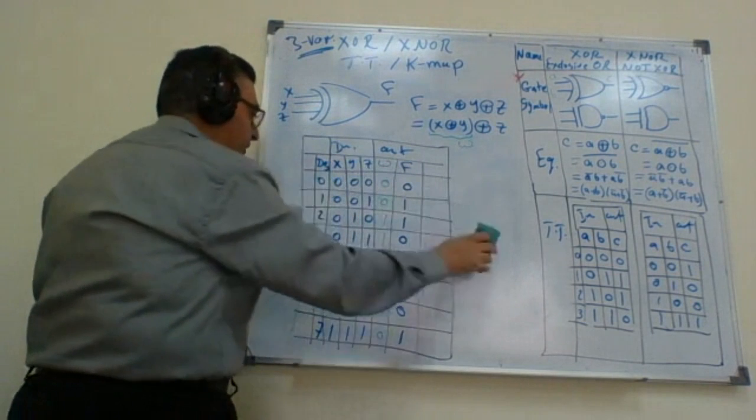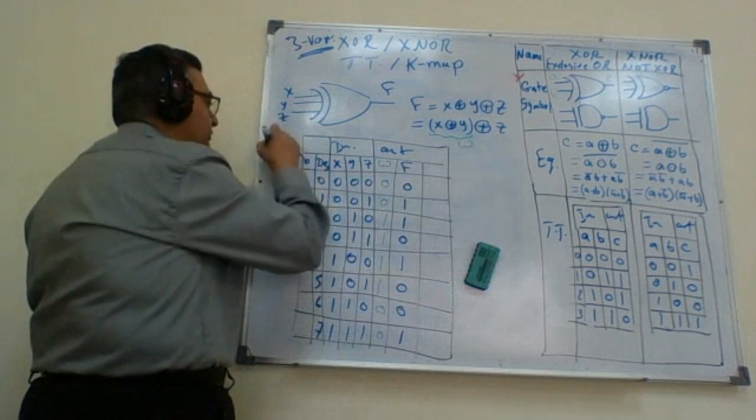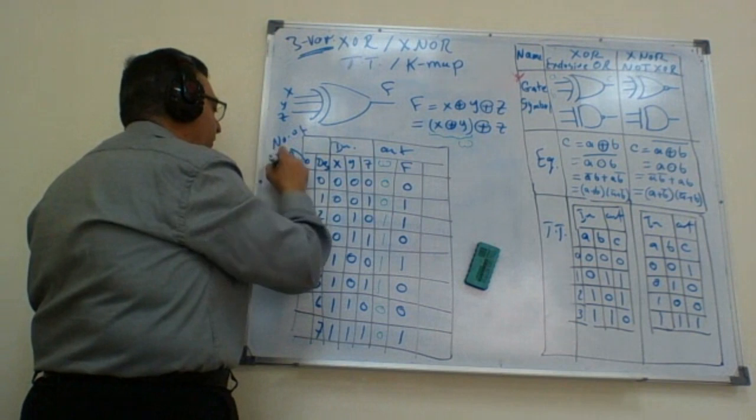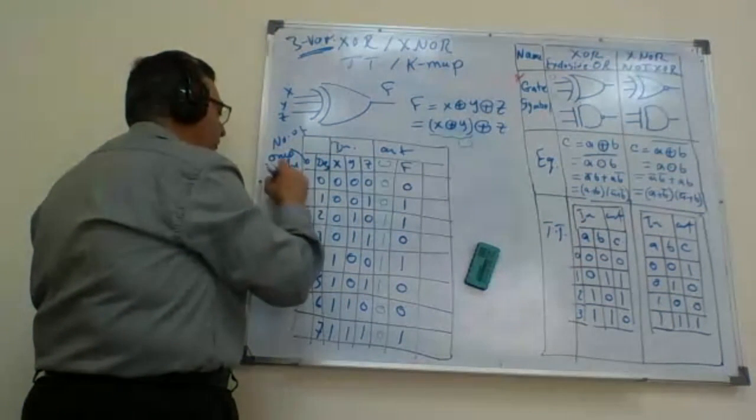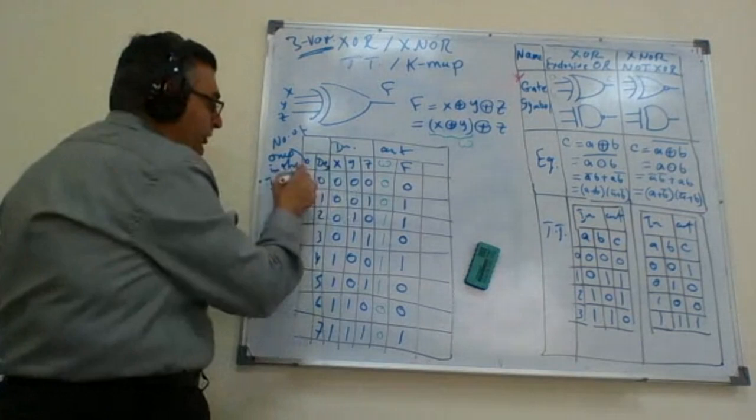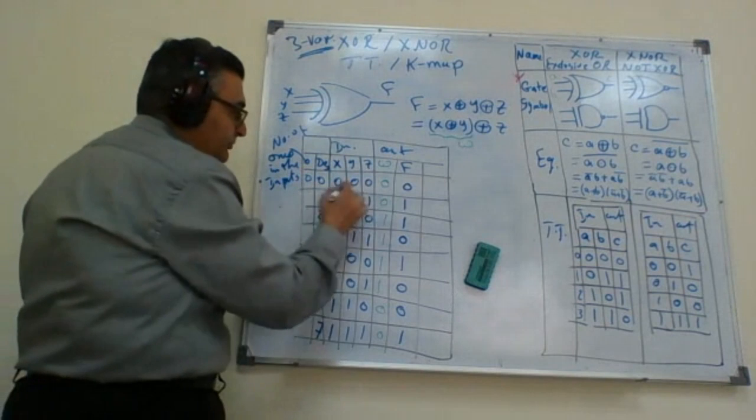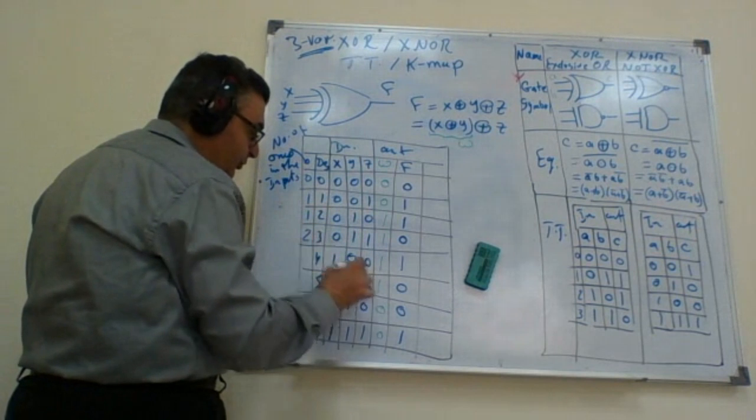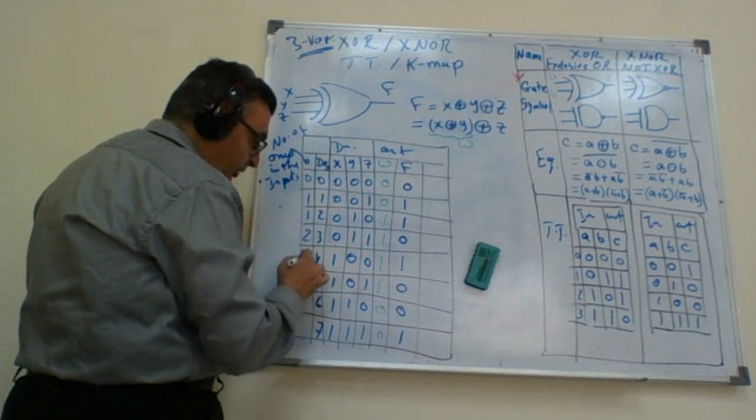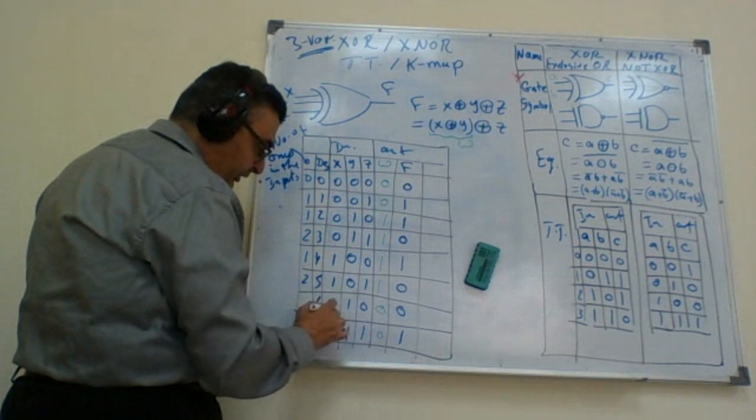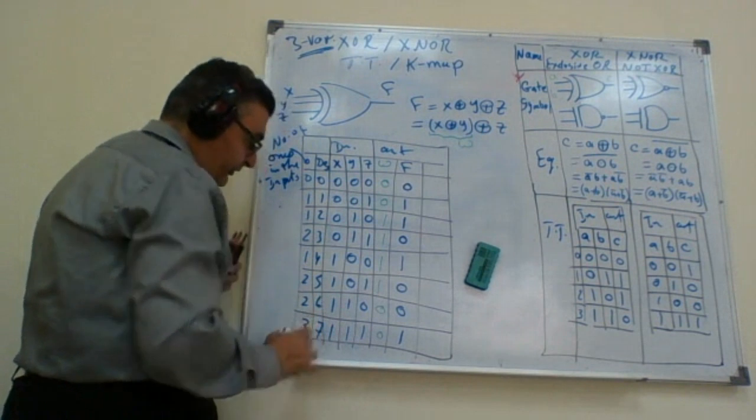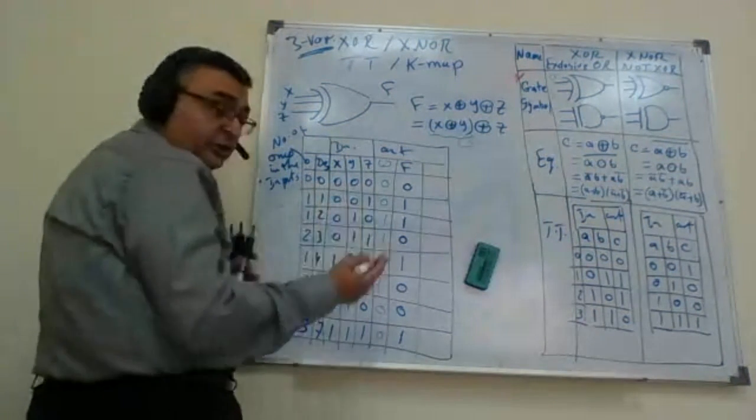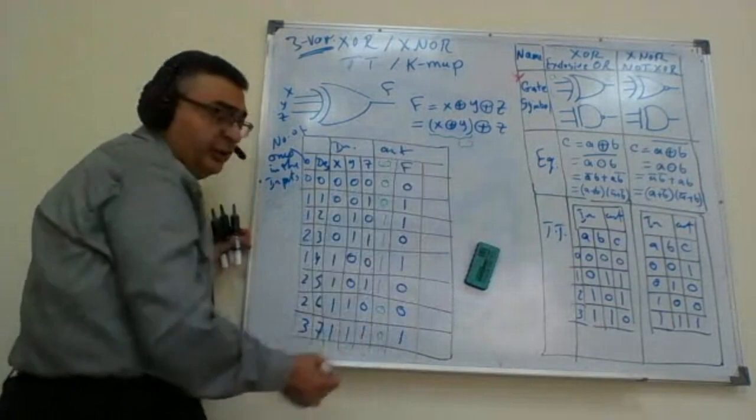Let's just put the number of ones in the inputs. So here I have 0 ones, here I have 1, here I have 1, here I have 2, here 1, here 2, here 2, here 3. Now you can build a relationship between the odd and even number of ones and the output F.